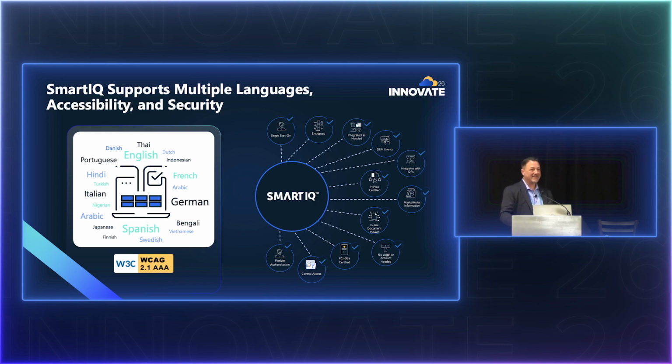It's also accessible out of the box. You actually have to work pretty hard to make SmartIQ projects not meet the WCAG 2.1 standards. If you were paying attention in one of the earlier sessions, I think it was one of Chris Murphy's slides, we're actually up to 2.2 AA. So we're ahead of what the government requires of you at this point to be accessible.